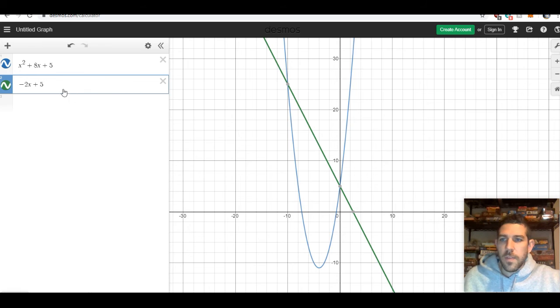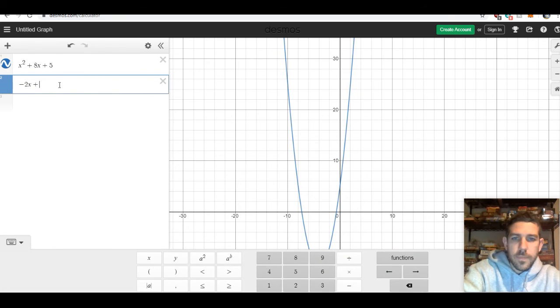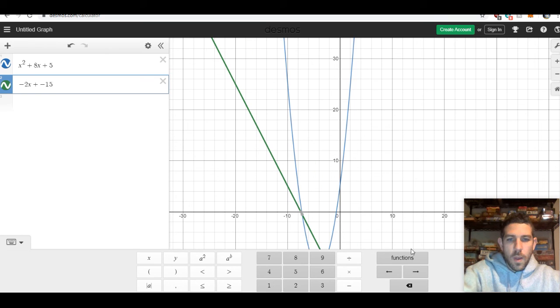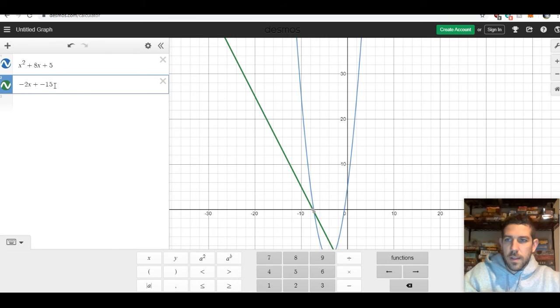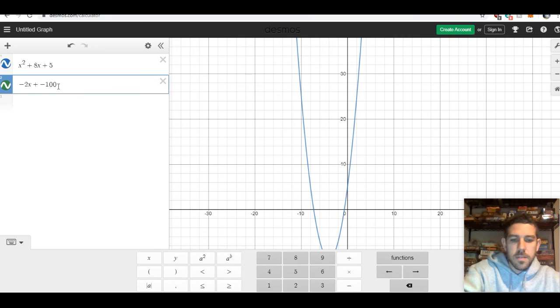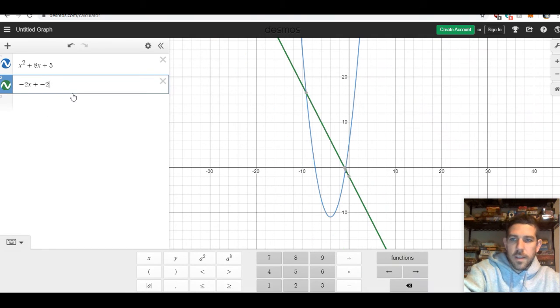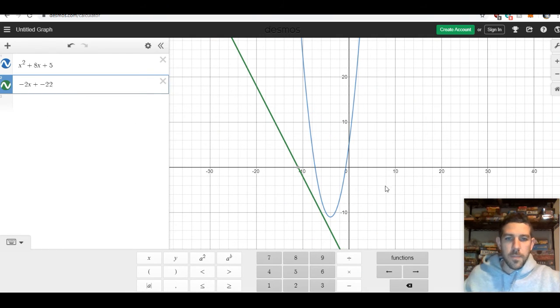If I change this linear equation, I'll see if I can tinker with it here, to move it away from our parabola. Oh, not quite. Let's make it negative 100 or something. Oh, that's too much. Negative 10, negative 20. Oh, almost got it off there. Let's try negative 22. Oh, there we go. All right, now you can see this green line is not touching the blue parabola at all.